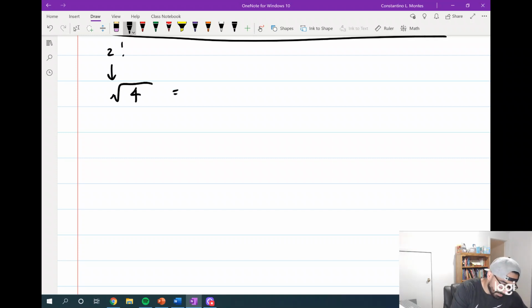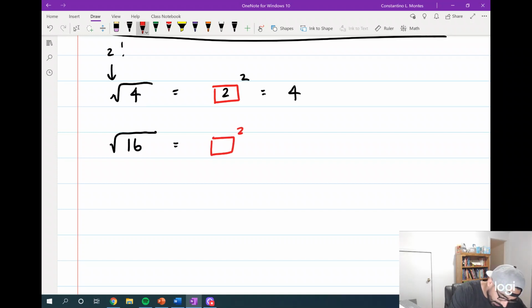Okay, so let's think about, what is the square root of 4? So remember, it represents the number that when I square it, I end up with 4. So what is that number? You might have already guessed it. The number is 2. 2 times 2 is 4. Right? Let's try another one. Let's try the square root of 16. Okay, remember, square root of 16 means the number such that when I square it, I end up with 16.